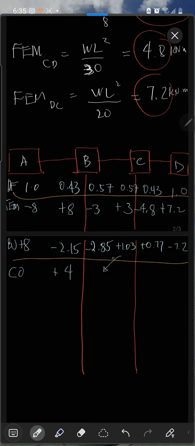Then half of this one transfer diri ug half pud ani transfer diri. So pilay half sa 1.03? We have 0.52. Then half of negative 2.85, we have negative 1.43. Then next is half na pud aning kini. So negative 7.2 divided by 2, we have negative 3.6.